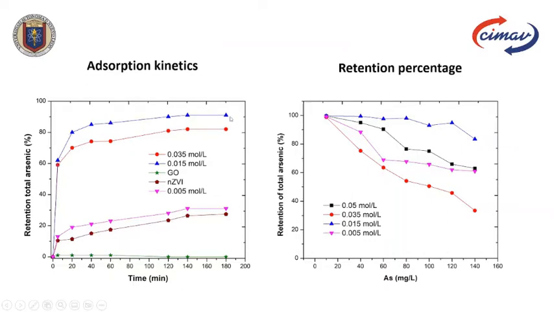The highest retention occurs during the first 20 minutes. Later, the retention rate decreases. For low concentrations of arsenic, the presence of the contaminant was not detected by ICP. The nanoparticle dispersion at 0.015 mol per liter concentration provides a greater active area.